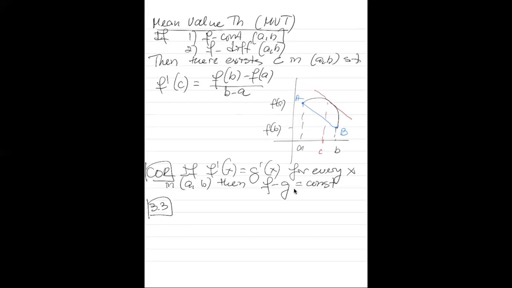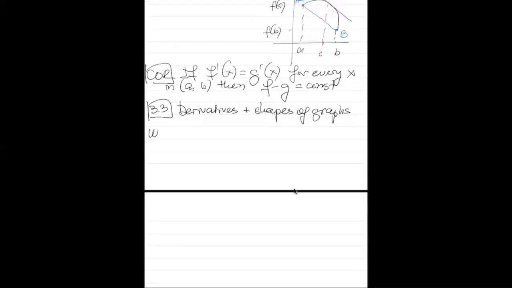3.3, derivatives and the shapes of graphs. So what can the derivative tell us about the graph of f? What does f prime say about the graph of f? Well, plenty. It can tell us increasing or decreasing, minimum or maximum.